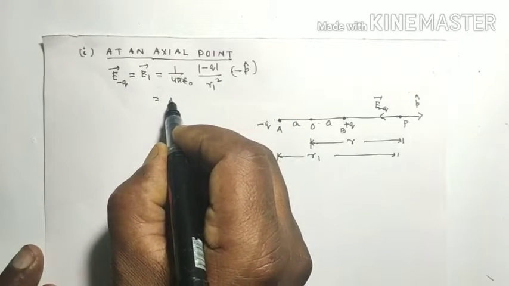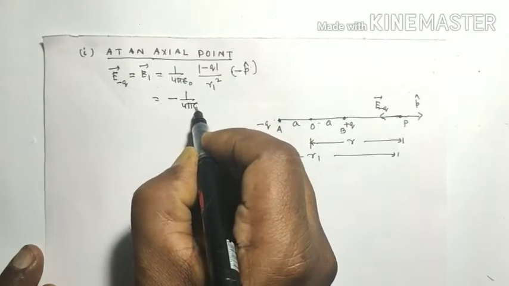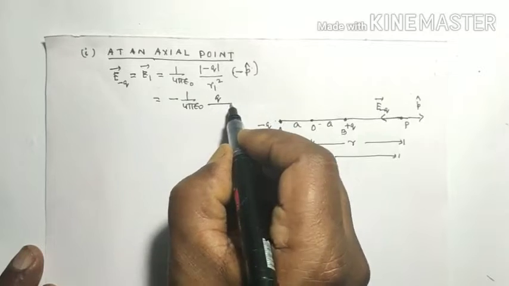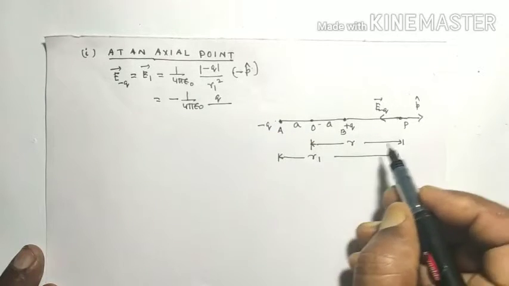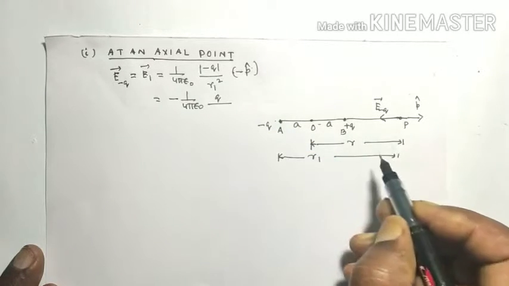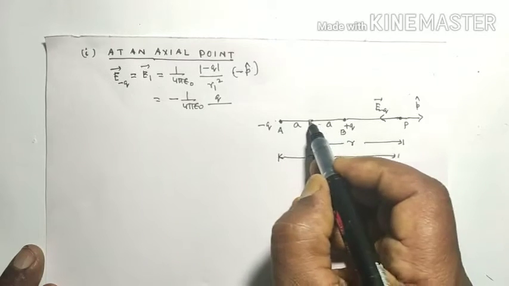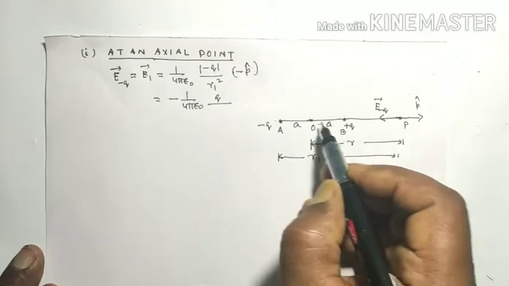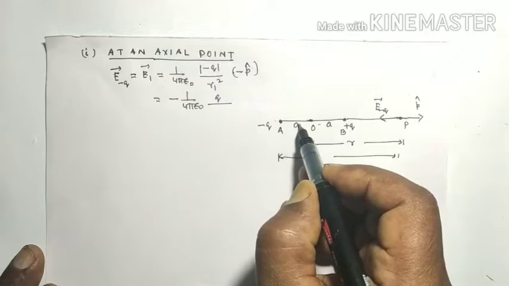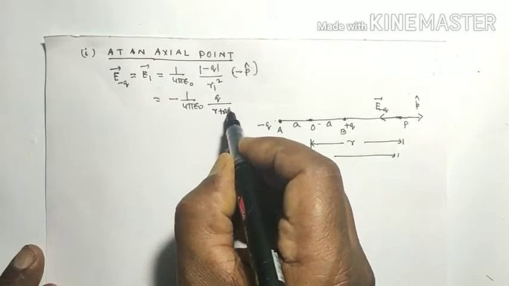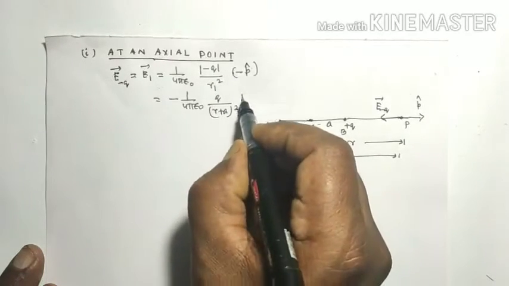So this is equal to minus 1 by 4 pi epsilon 0 Q by R1 square. What is R1? R1 is the distance of P from charge minus Q. So that is PO plus OA. PO is R and OA is A. So R plus A. This is R plus A square into P cap.